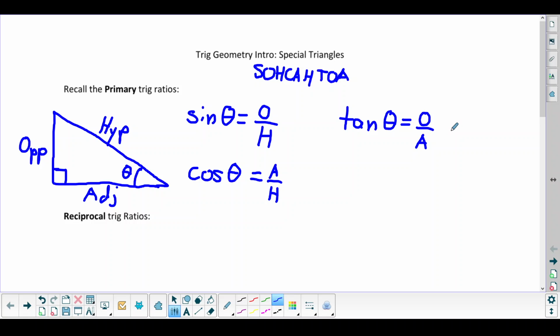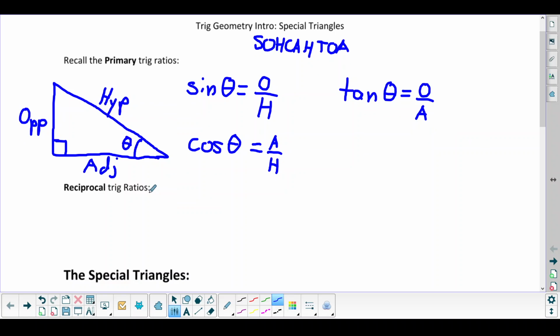We'll work with them throughout the course, so we'll get some refreshers on them. But there's three other ones we're going to talk about today as well. And those are called the reciprocal trig ratios. And this word reciprocal is probably something you've seen before, right? Reciprocal is when we take a fraction, we flip it upside down. And each of these trig ratios is related to one of the primary trig ratios, and it's just the flip of it. Okay. So the first one we're going to look at is called cosecant.